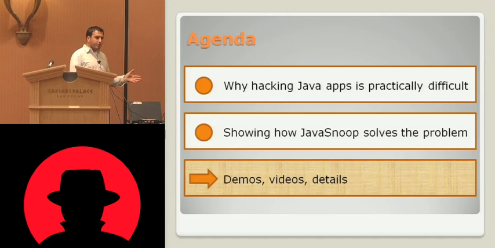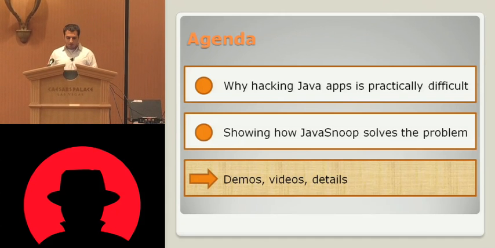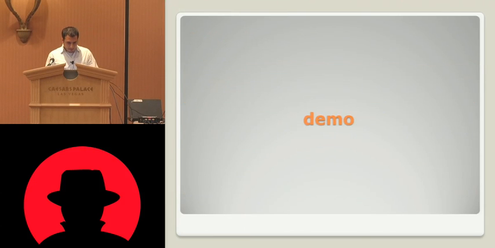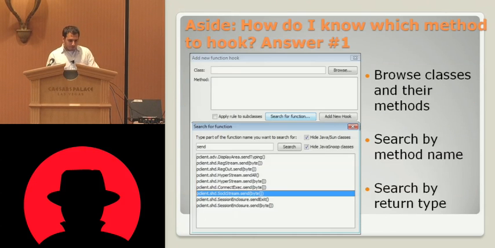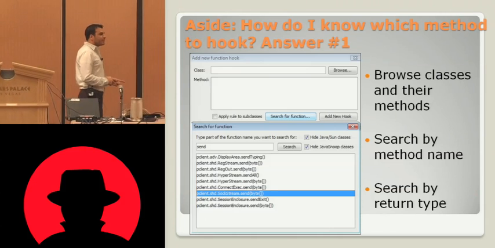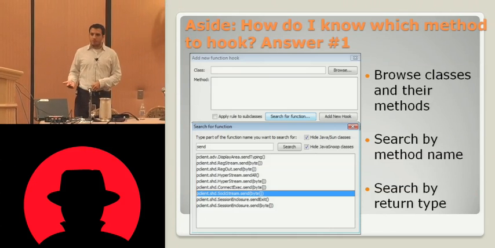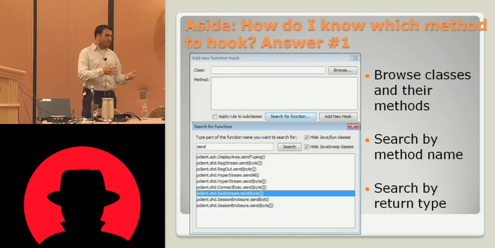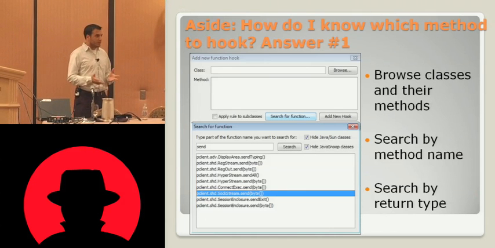So I want to show you guys the tool and do some stuff. If the demo gods fail me, I will have some videos with some Fall Out Boy background. But let me tell you this first. There's still an open question here of how do I choose which method to hook, right? And by hook, I mean which method do you want to intercept, basically.